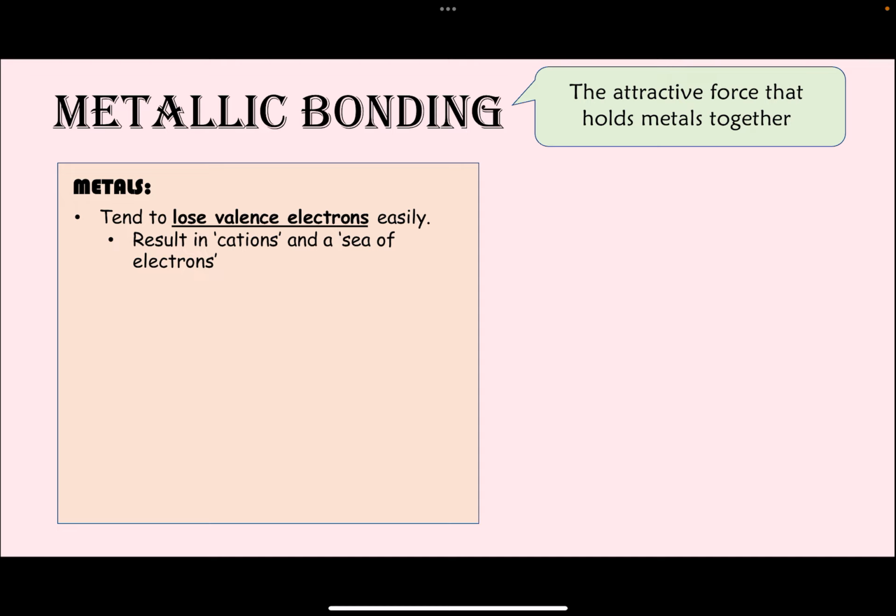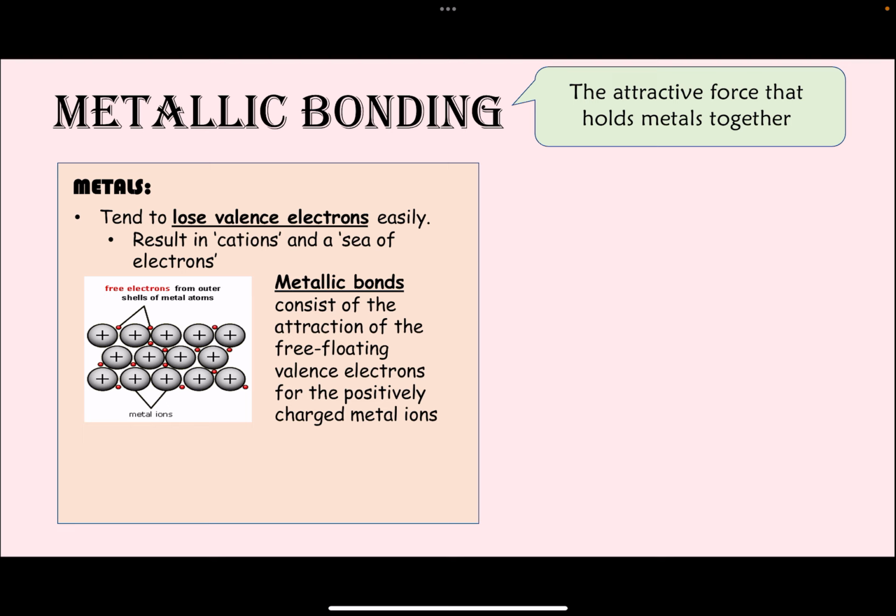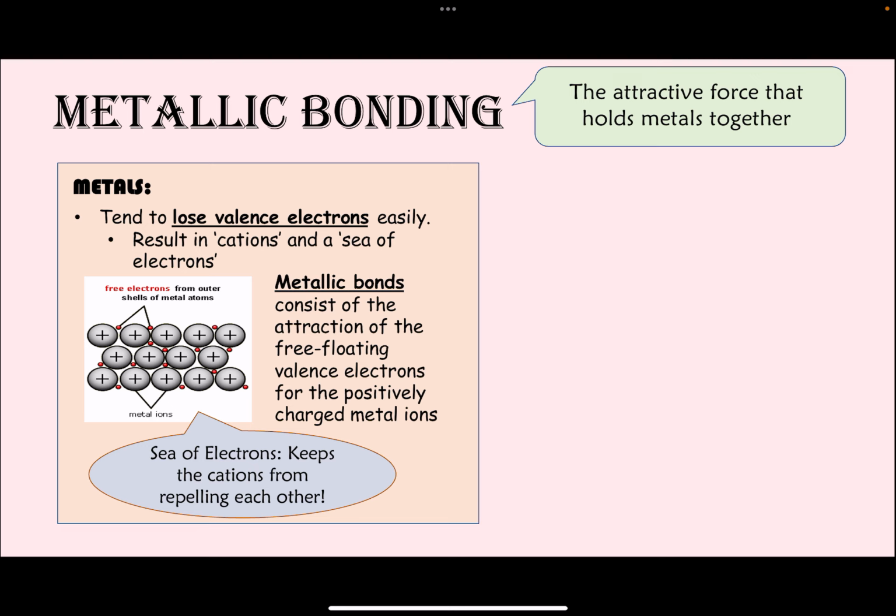So they result in cations, and then whatever electrons they have lost, they form something called a sea of electrons, which looks something like this. So we have those free electrons in between the cations. So your metallic bonds consist of the attractions between those free floating electrons and the positively charged cations. Okay, so those form the metallic bonds.